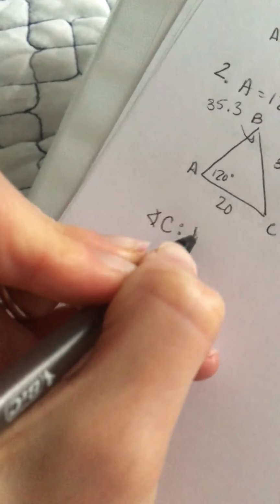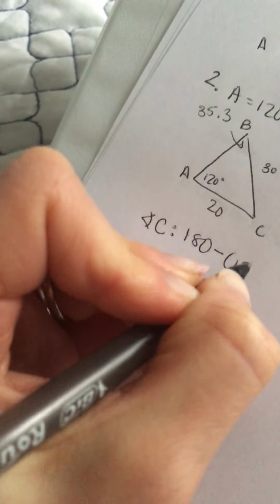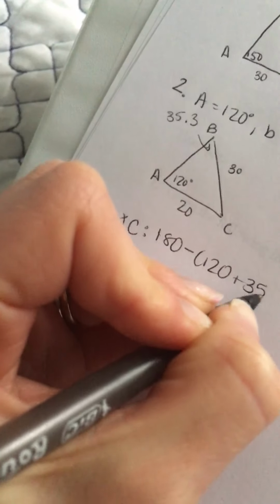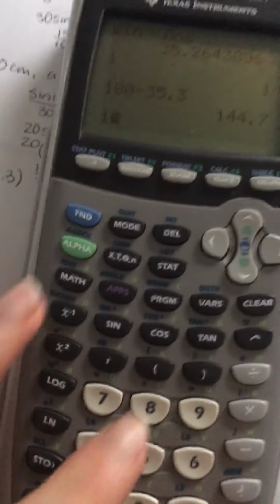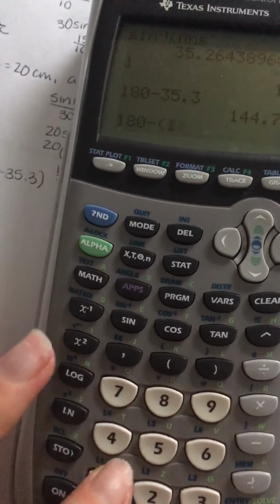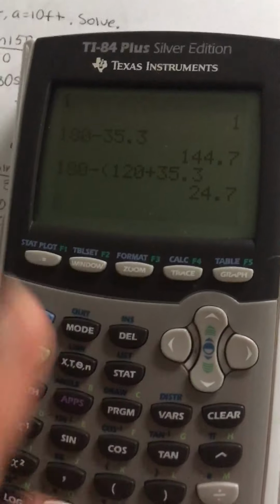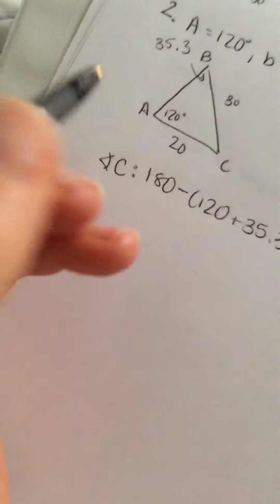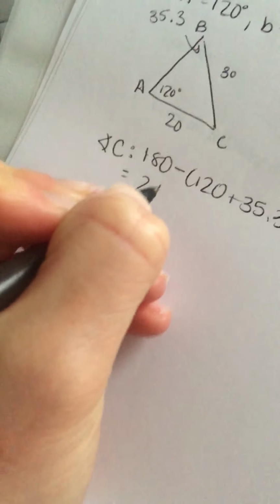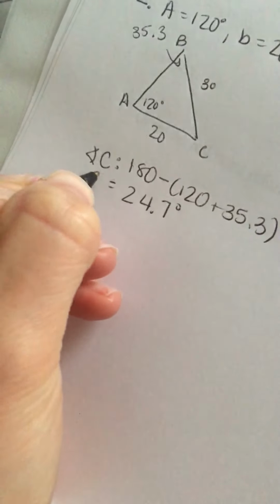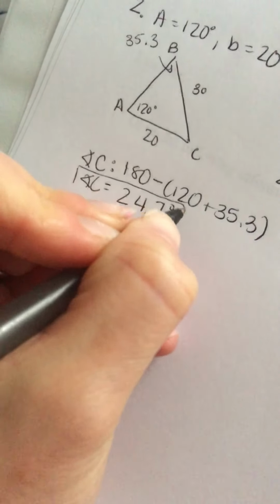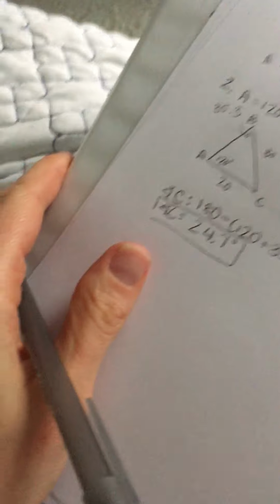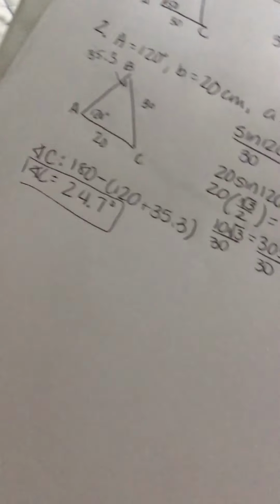So angle C will be 180 minus 120 plus 35.3. We get 24.7. That's angle C. Very exciting. All right, and then the last thing that we need to do is find side C.